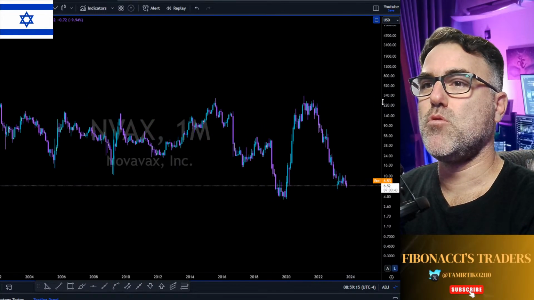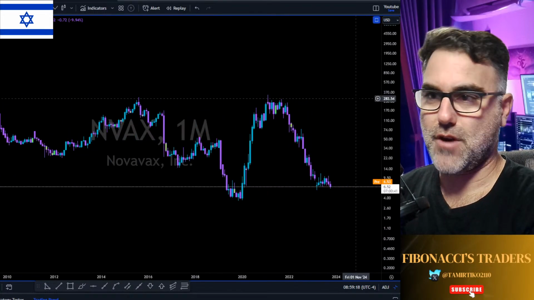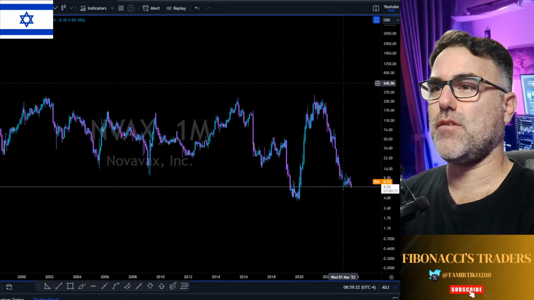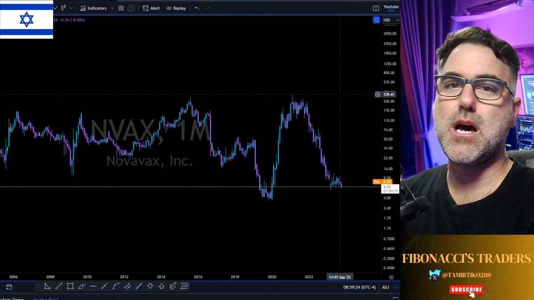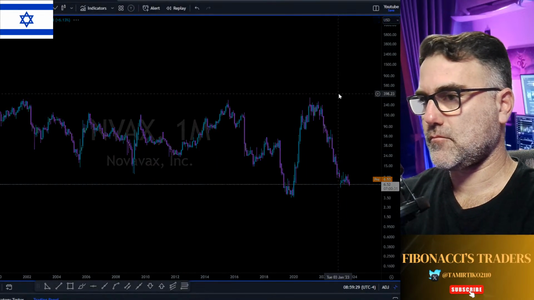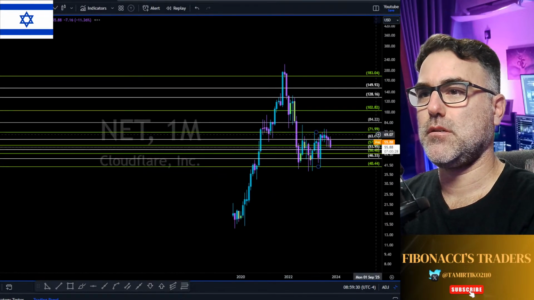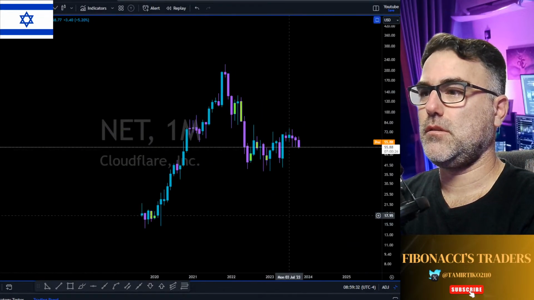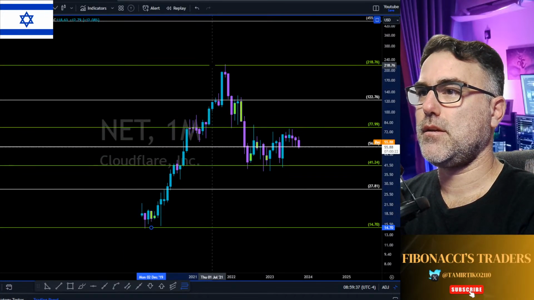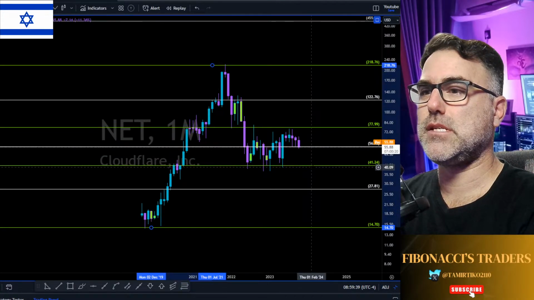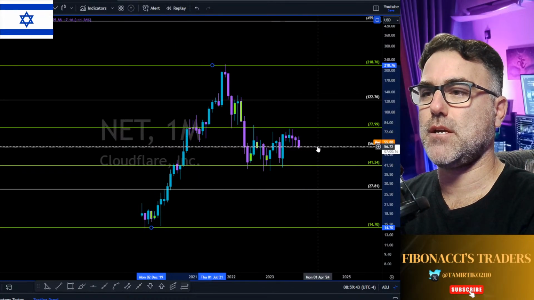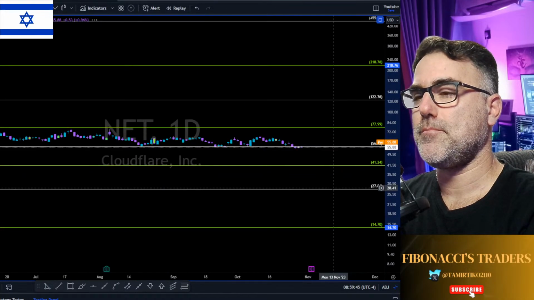Computers don't just move randomly. For us, it looks like price moves randomly, right? One day up, one day down. But it's not. Check NET, for example. Take monthly and NET, swing low, swing high, retraced all the way to the 618, went up 382, now at the 50%. Now go to the daily.